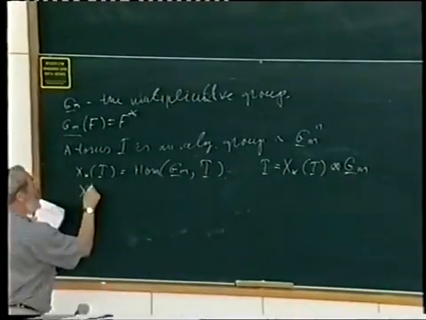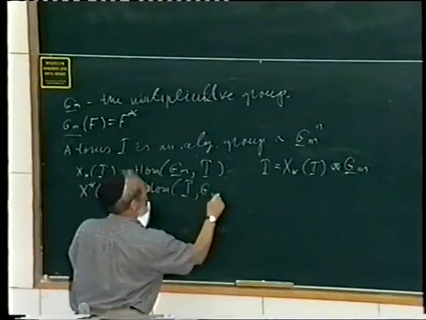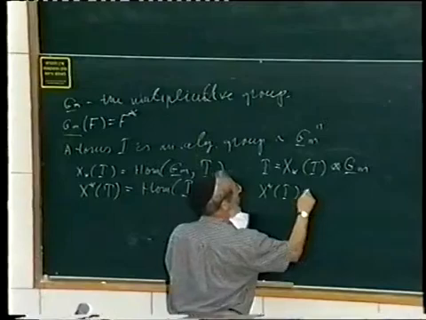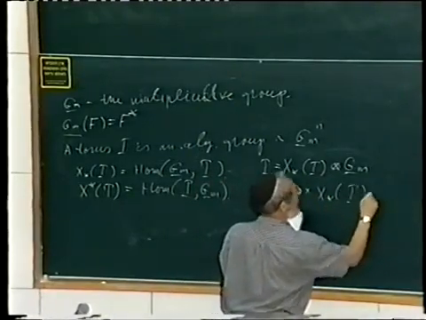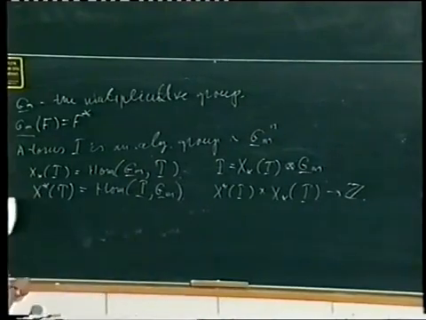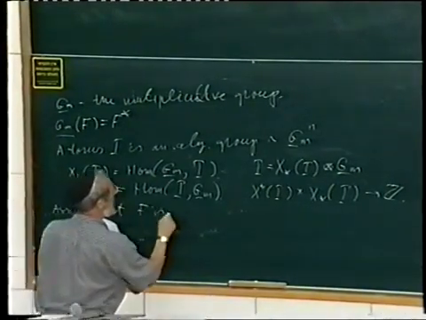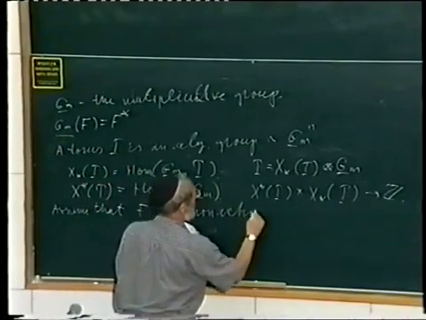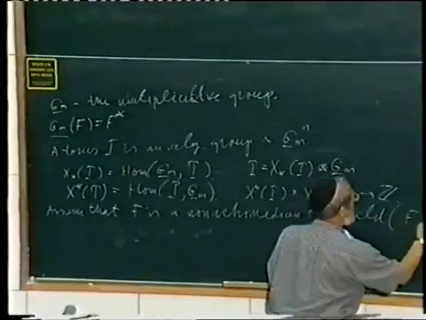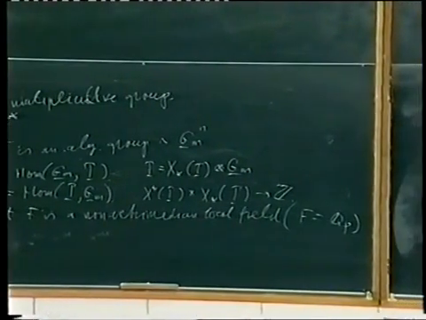You have another important group you can define, the group of characters, which by definition is Hom of T to G_m. It's the group of algebraic characters. And you have a natural perfect pairing between X_*(T) and X^*(T) into Z. So this is the basic structure which we have. Now let's study representations of this group. So assume that F is a non-Archimedean local field. You can assume, if you want, that it's the field of p-adic numbers and nothing will be lost.